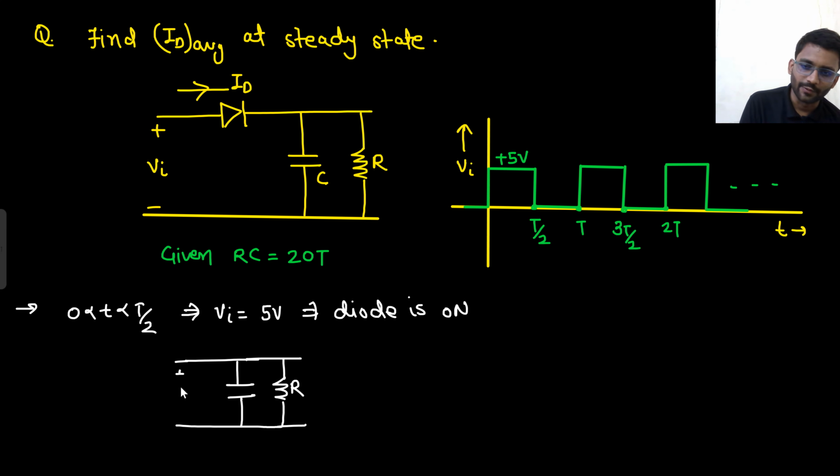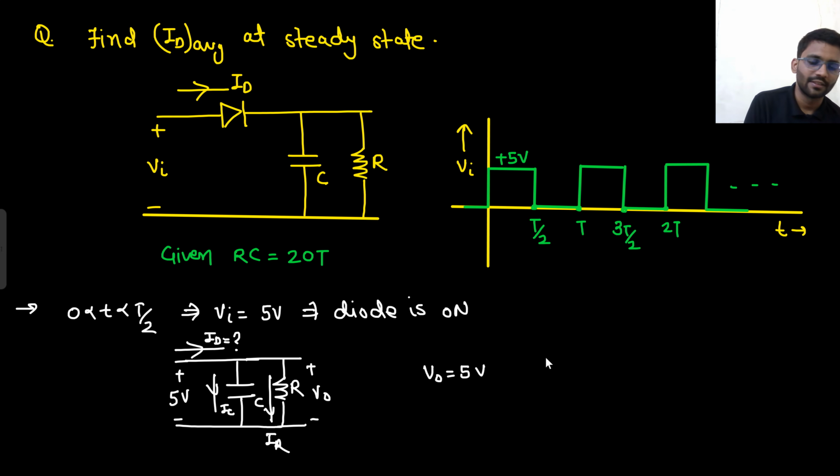And input is 5 volt. So let's assume this is our output. So output will immediately be equal to 5 volt. But if I ask you what will be my diode current, what will you say? My diode current will simply be equal to IC plus IR. This current plus resistor current. So my ID will be equal to IC plus IR.